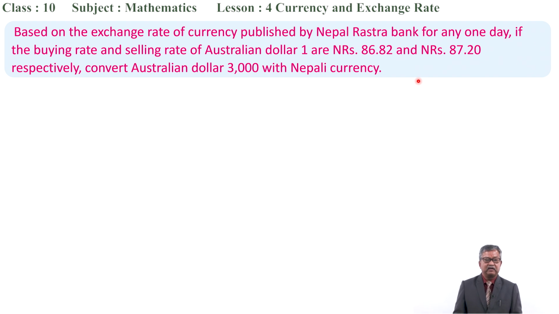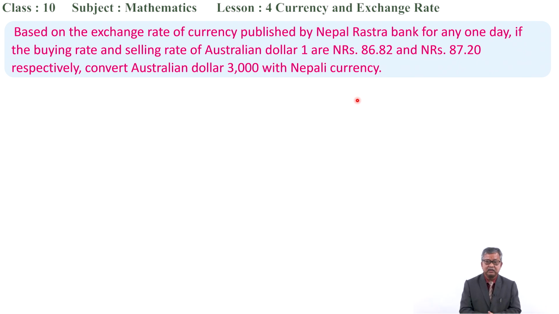Based on the exchange rate of currency published by Nepal Rashtra Bank of any one day, if the buying rate and selling rate of Australian dollar 1 are Nepalese rupees 86.82 and Nepalese rupees 87.20 respectively. So here respectively also means the first rate is the buying rate and second is the selling rate. Then convert Australian dollar 3000 with Nepali currency. So here Australian dollar we are going to change in Nepali currency.